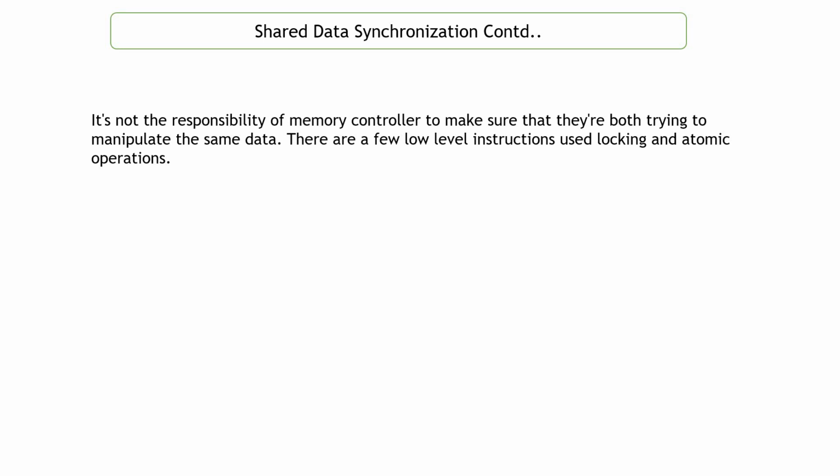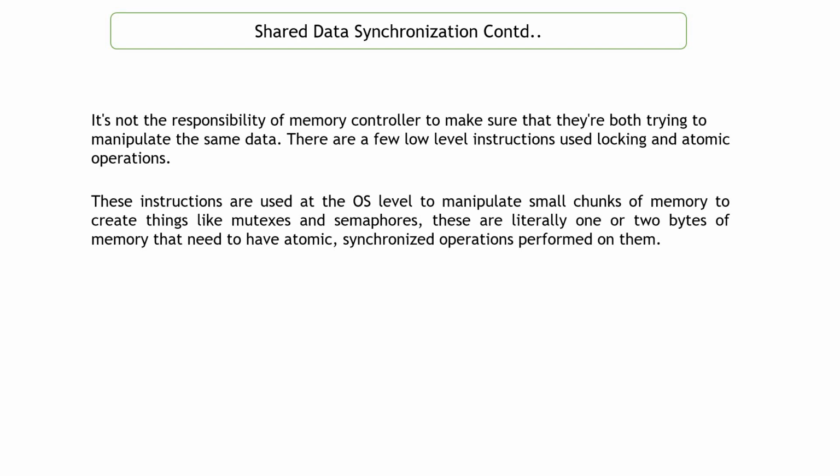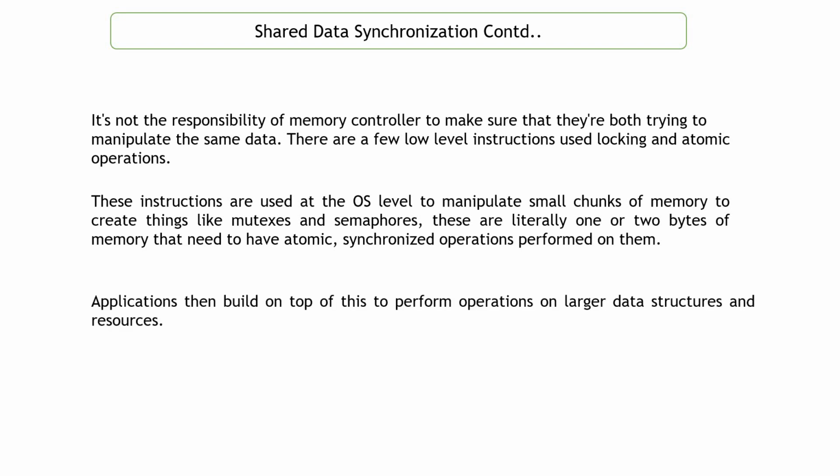the same data. There are a few low-level instructions used for atomic operations and locking. These instructions are used at the operating system level to manipulate small chunks of memory to create things like mutexes and semaphores. These are literally 1 or 2 bytes of memory that need to have atomic or synchronized operations performed on them. Applications then build on top of this to perform operations on large data structures and resources.